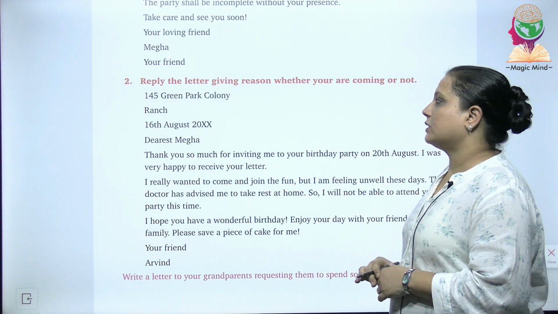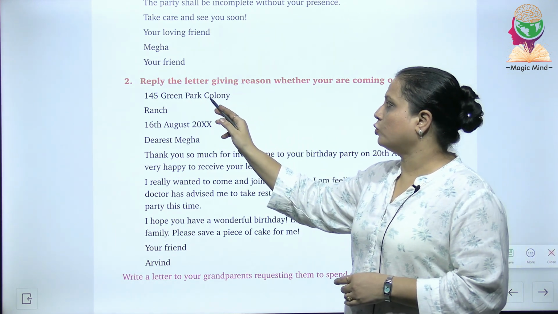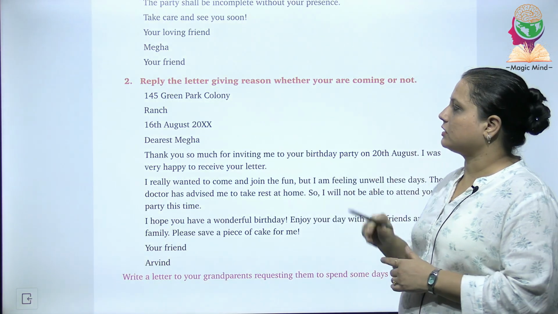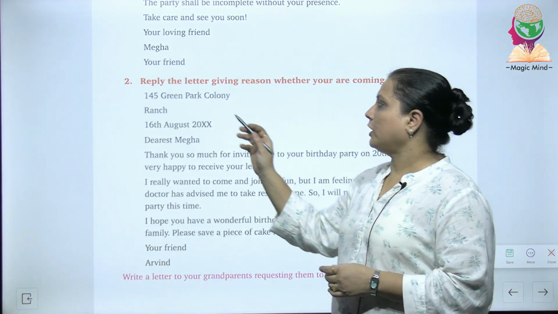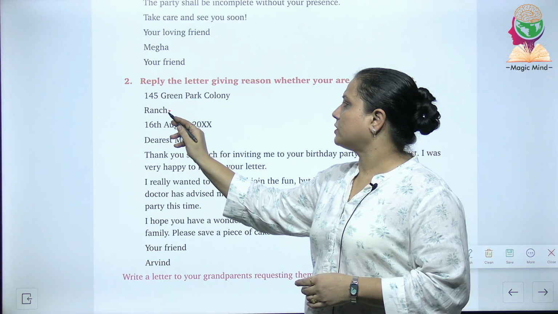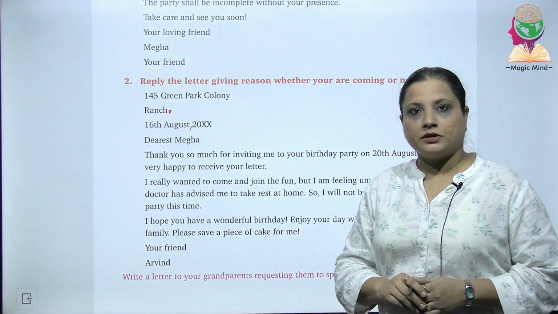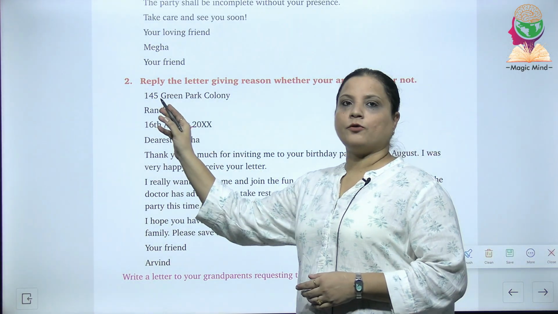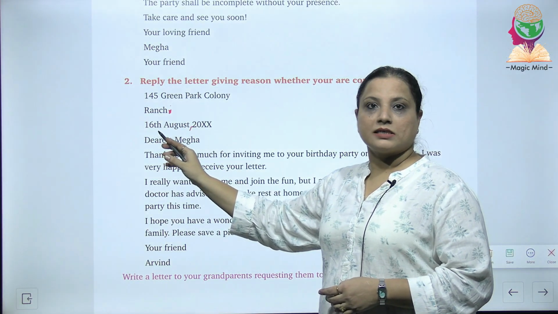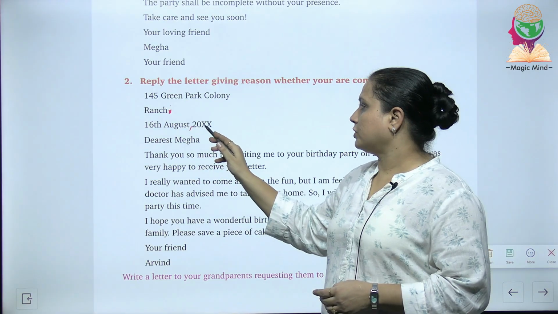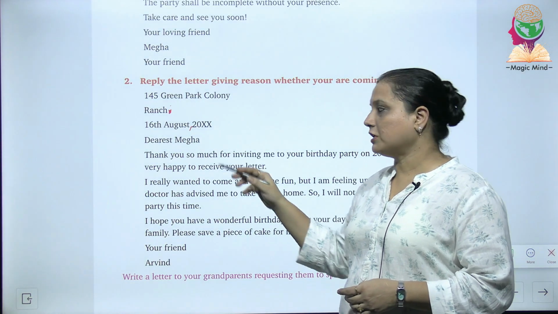Again, this letter begins on the left hand side, and it is now the person who is responding, that is Arvind, who is writing the letter to Megha. Now in this letter, a comma is missing over here, and don't forget to put a comma after the date. It begins with 145 Green Park Colony, Ranchi. Then the date, 16th August 2000, whatever the year is, like 25 is the present year.